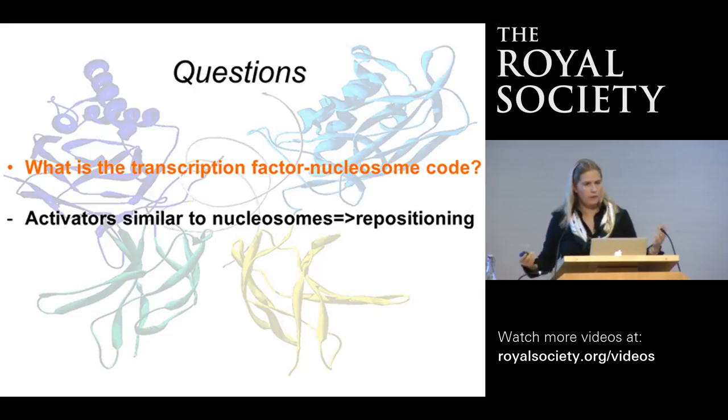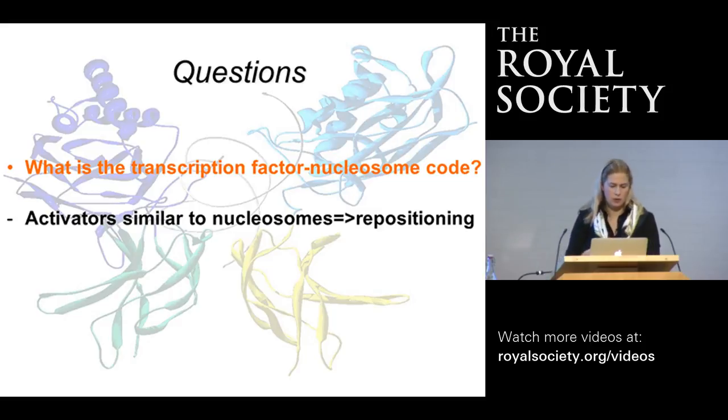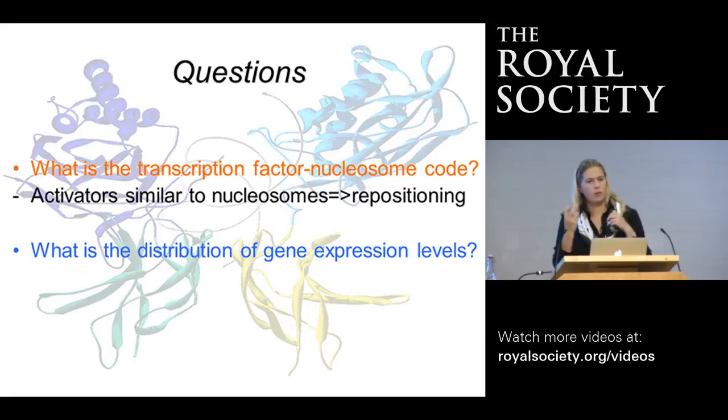Okay, so the first part of my talk was about patterns that we can identify in the interactions between proteins with DNA. And what we saw was that the activators have a similar binding preferences to nucleosomes and lead to their repositioning. Now, all that rigmarole, all that interaction that I've described has the aim of regulating gene expression, as I said, switching genes on and off.